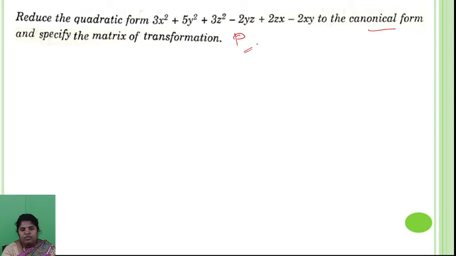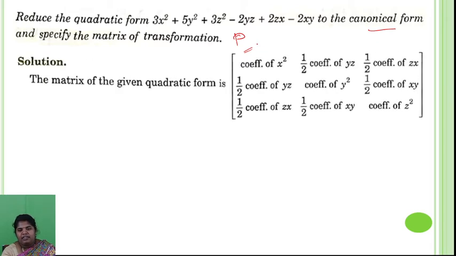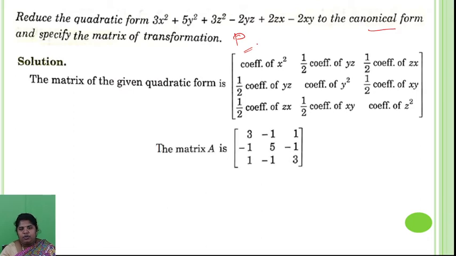Now this is a homogeneous equation of degree 2. All the terms have power 2. First find the matrix: coefficient of x square, 1 by 2 coefficient of yz, similarly, and so on. So the coefficient of x square is 3, coefficient of y square is 5, and coefficient of z square is 3. 1 by 2 coefficient of yz: the coefficient of yz is 2, divide by 2 we get minus 1.